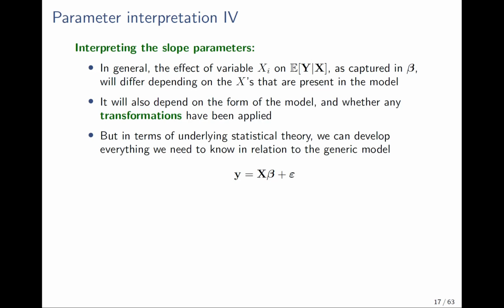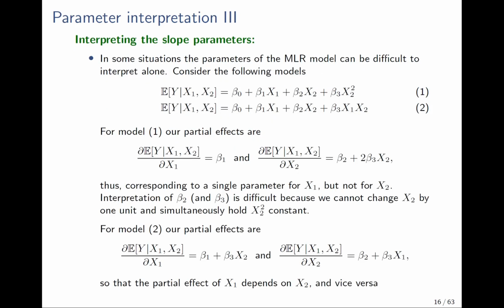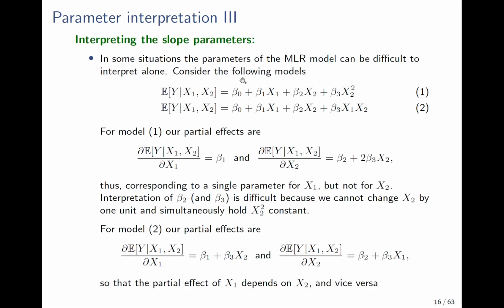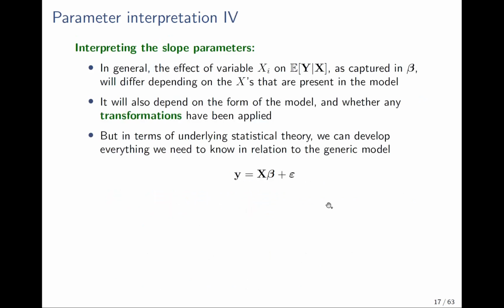But in terms of the underlying statistical theory, we can develop everything we need to know in relation to this generic model, y equals x beta plus epsilon. And so these two models here, even though they contain only two independent variables, but three terms, so to speak, x1, x2 and x2 squared, it's all nicely incorporated within this form here, so we don't actually need to worry about the detail of how this looks in any particular case. This model is general enough to cover all of these examples when we deal with the statistical theory and the mathematical algorithm that we use to derive estimates.